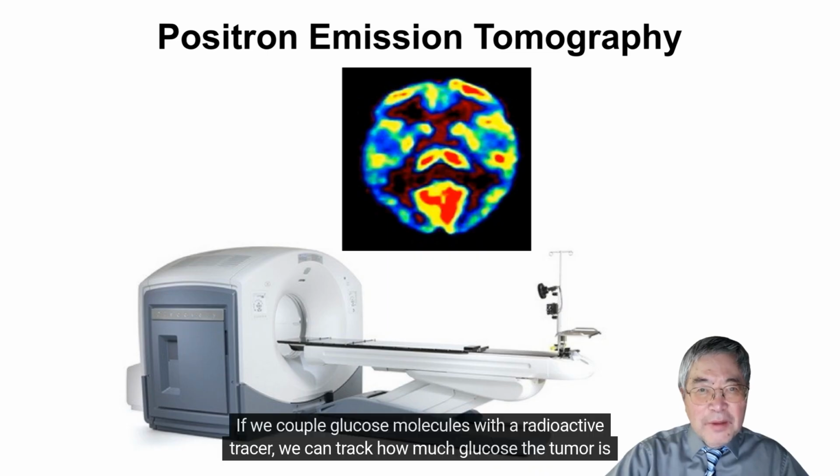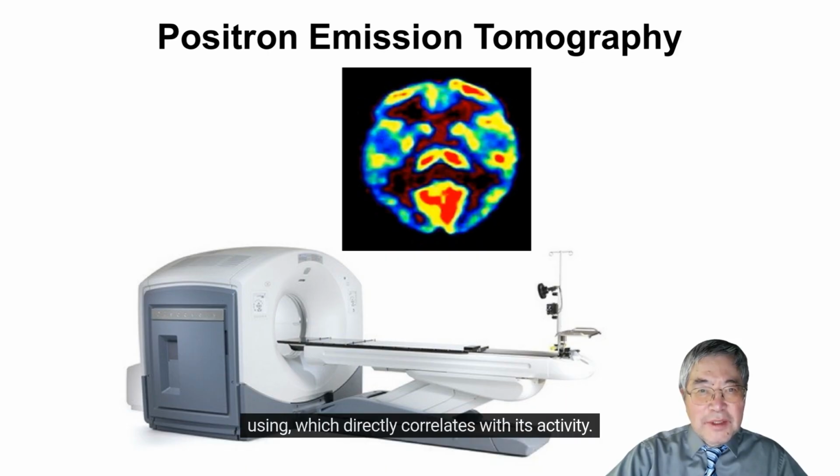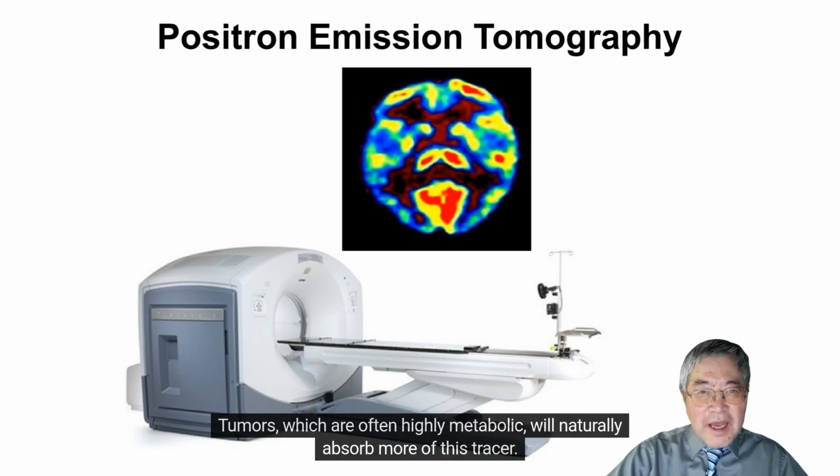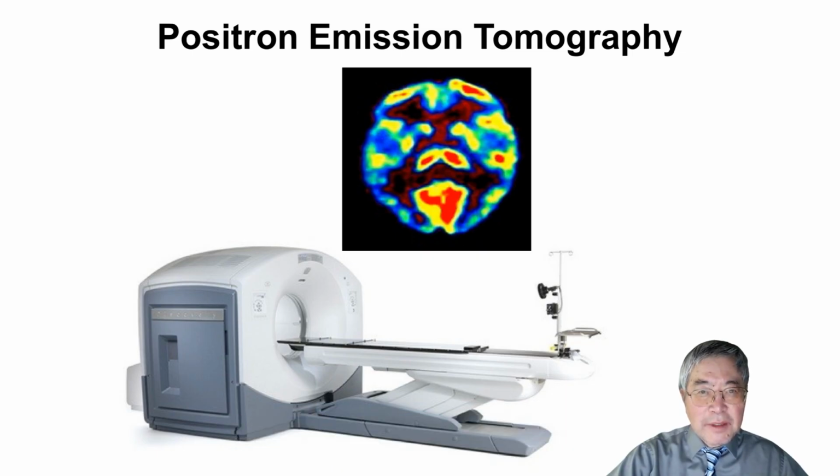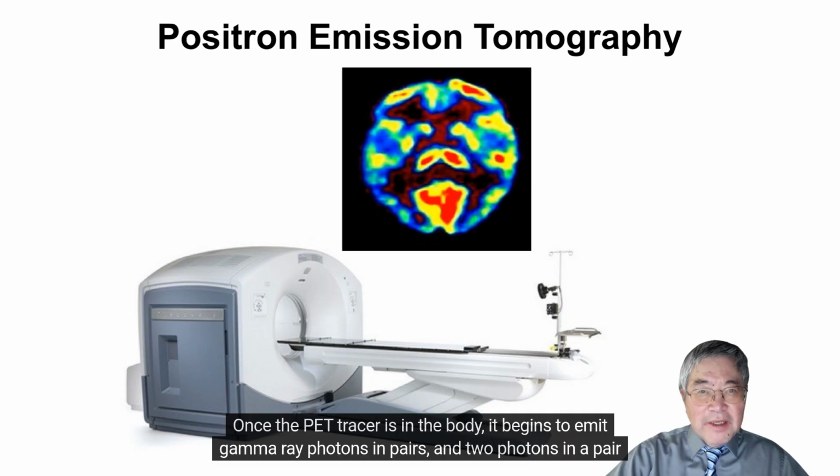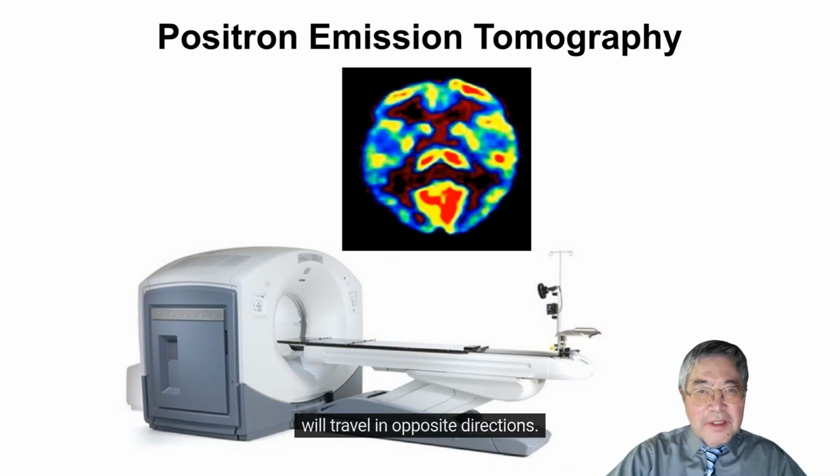If we couple glucose molecules with a radioactive tracer, we can track how much glucose the tumor is using, which directly correlates with its activity. Tumors, which are often highly metabolic, will naturally absorb more of this tracer. Once the PET tracer is in the body, it begins to emit gamma-ray photons in pairs, and two photons in a pair will travel in opposite directions.